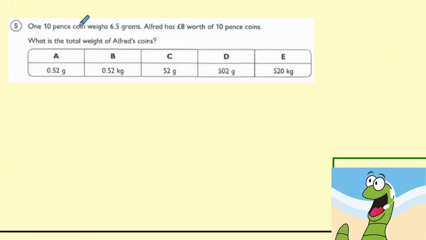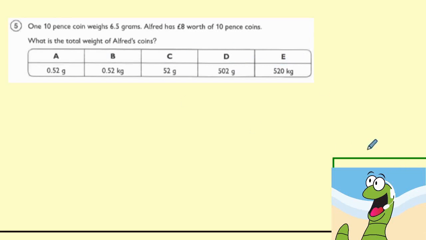One 10-pence coin weighs 6.5 grams. Alfred has £8 worth of 10-pence coins. What is the total weight of Alfred's coins? So we'll look at our answers. We've got a mix here. We've got 0.52 grams, 0.52 kilograms, 52 grams, 502, and 520 kilograms.